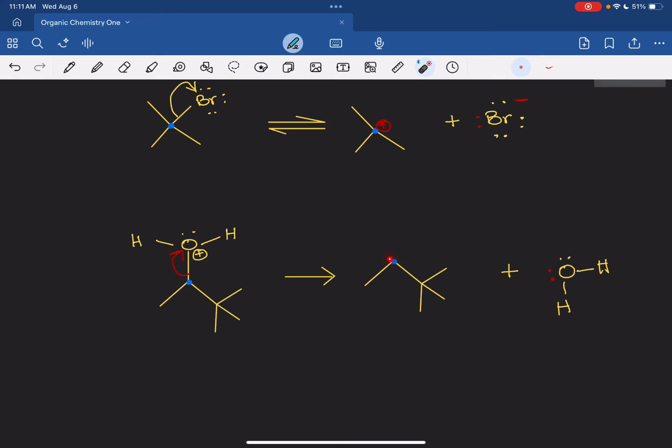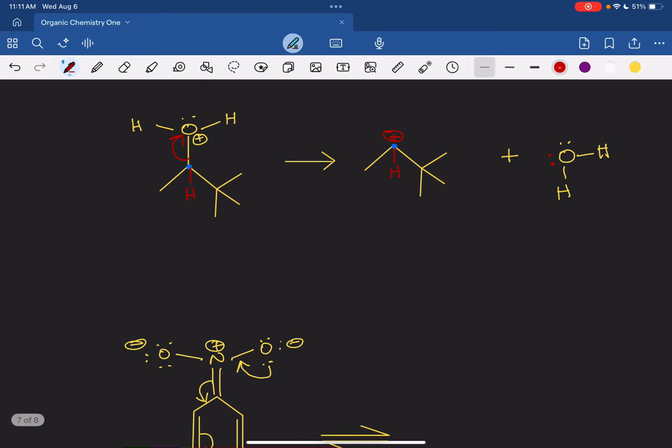This blue carbon here has a hydrogen on it that is not shown because it's a line angle formula. So let me put it in. Now we lost the water, and my blue carbon only has one, two, three bonds. Carbon with only three bonds must have a positive charge. It lacks a full octet, so it has a positive charge.